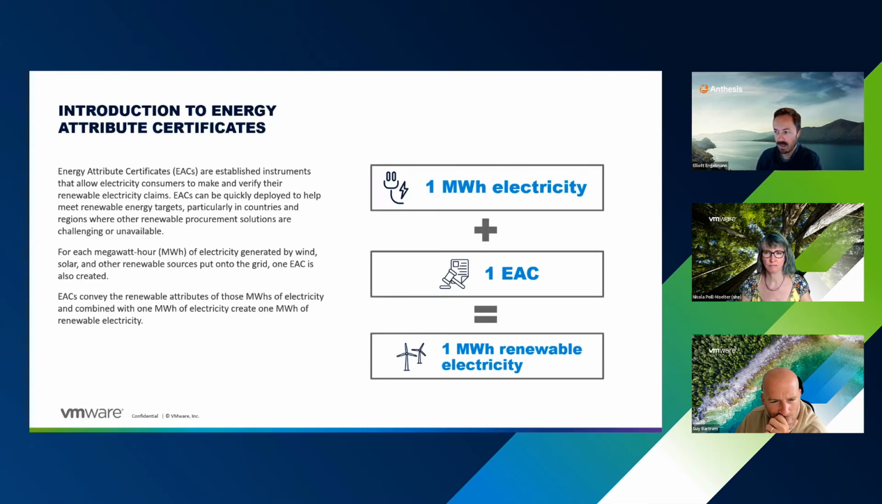Again, one EAC is the equivalent of 1 megawatt hour, which is a concept we talked about in earlier modules. A megawatt hour is 1,000 kilowatt hours. It's kind of the fundamental unit where we track energy consumption.